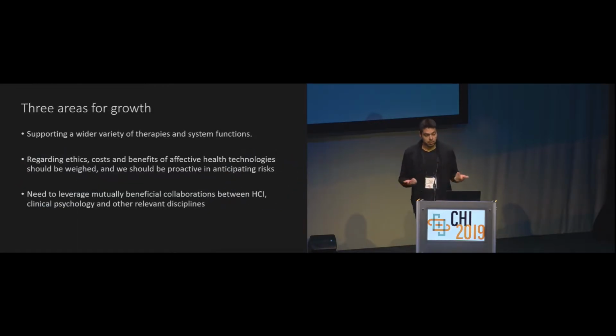As a summary, we see that this area is growing very rapidly, and we are happy for that. But we see three areas for growth, and we are pulling in different directions here. One is in terms of innovation. We think research in HCI has the potential to support a much wider variety of therapies and develop systems that perform more varied system functions. For example, as I said, coping mechanisms for everyday life, for managing affective disorders.